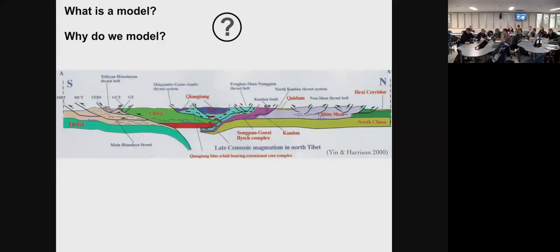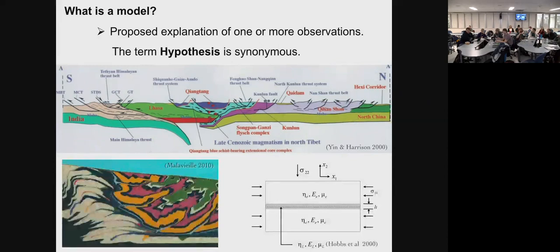And I start this discussion with a cross-section here, a south-to-north cross-section across the southern flanks of the Himalaya right here. This would be the Himalayan range right here, all the way into the southern part of the Tibetan Plateau, all the way to the northern part of the Tibetan Plateau. So this is a crustal scale cross-section that is a model. Just like any geological map is a model. The idea here is that a model is just a proposed explanation for a system.